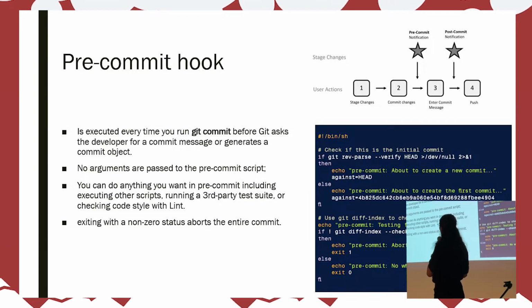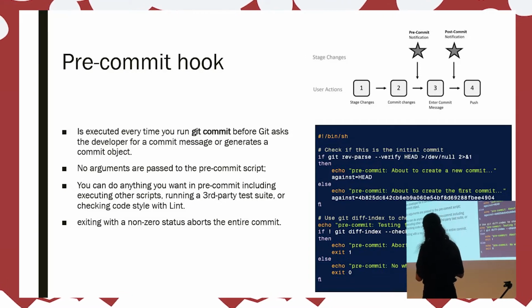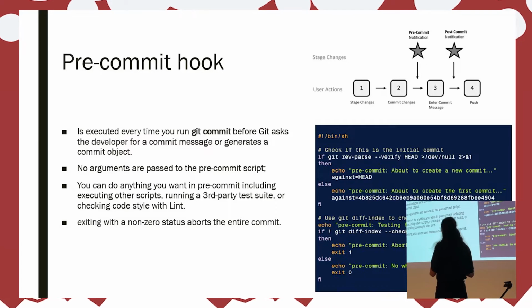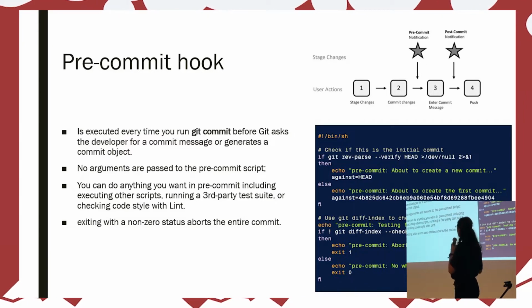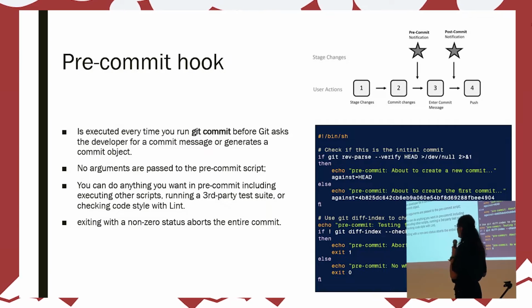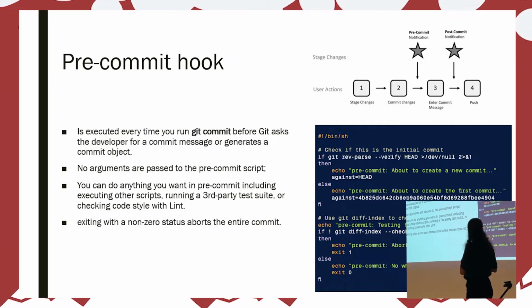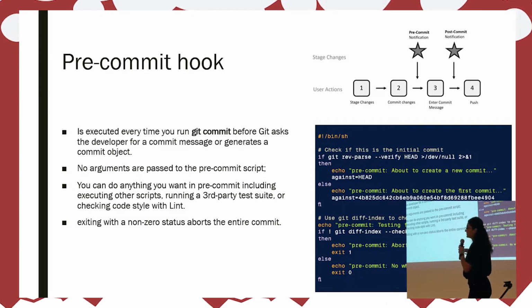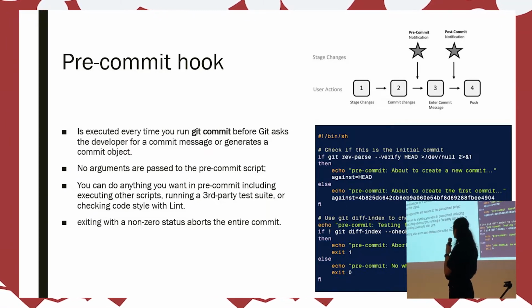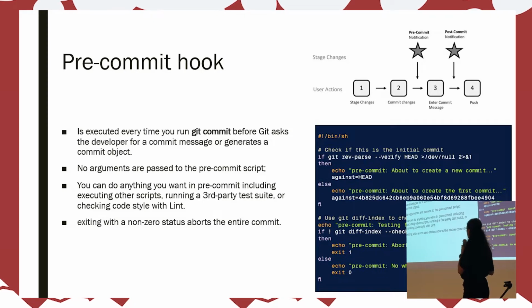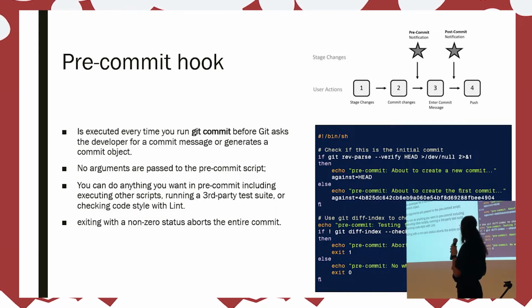It's interesting to know that no arguments are passed to the pre-commit script. You can do anything you want in the pre-commit, including executing other scripts, running a third-party test suite, or checking code style with linters. And the important thing that has an impact on all the hooks is that exiting with a non-zero status aborts the entire commit.